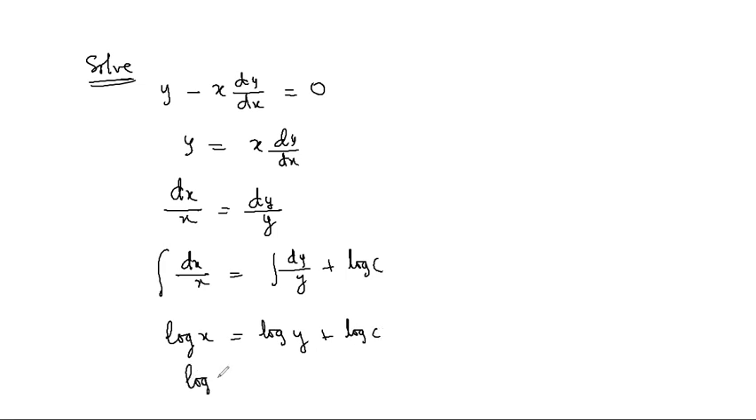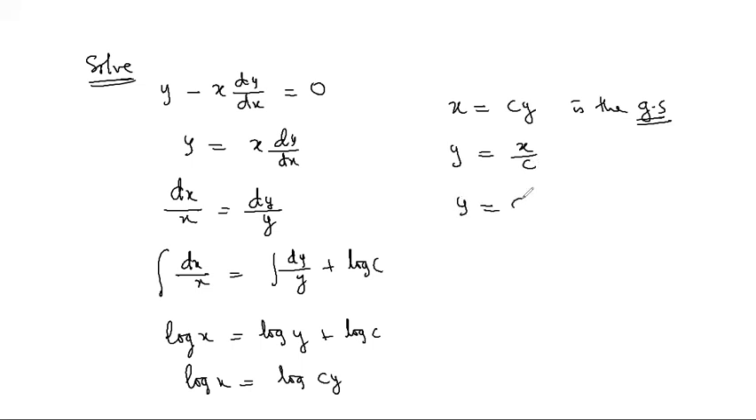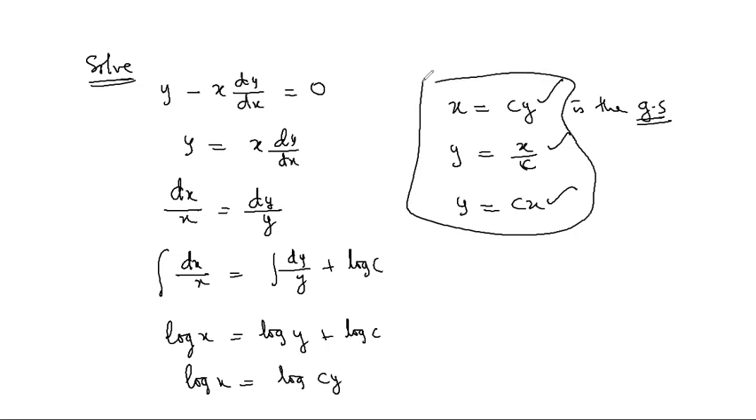So log x is equal to log cy. Now remove the log: x equal to cy is the general solution. But remember, we have a habit of making y the subject in a function. Even if you write y is equal to x upon c, or y is equal to cx, all are correct answers. This is also correct. This is also correct. So all of them are correct because this c, 1 by c is a constant, so that can be taken as c. So all of them are correct. Okay, so c can be anywhere.